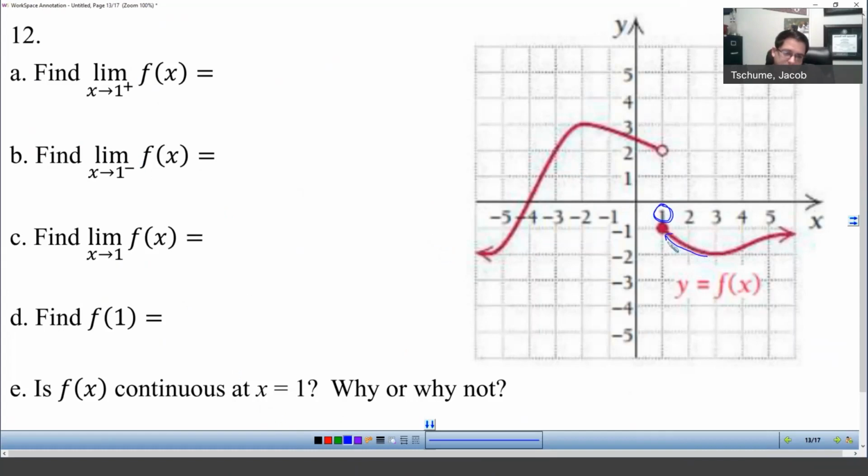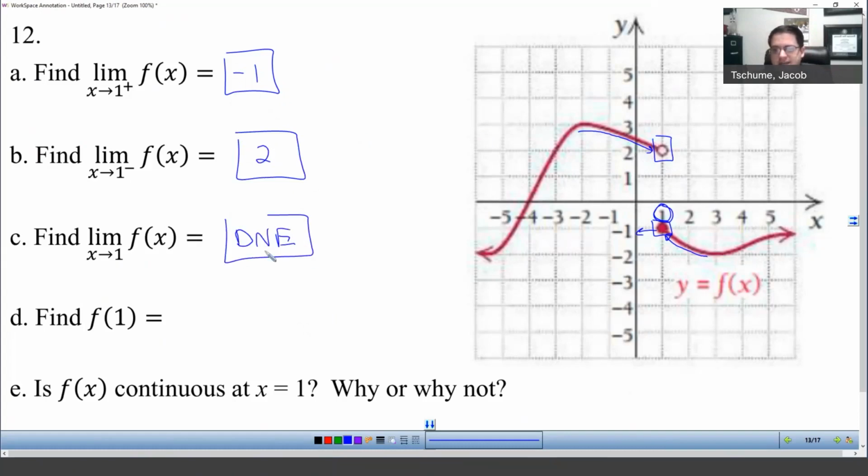Now from the right, it looks like your graph is approaching this closed circle that happens to occur at the y value of -1. So that would be your right-hand limit. If you approach 1 from the left, you are approaching this open circle, which occurs at the y value of 2. And as we learned in section 1.1, if your left-hand and your right-hand limit are not the same thing, that means your overall limit is going to be DNE.